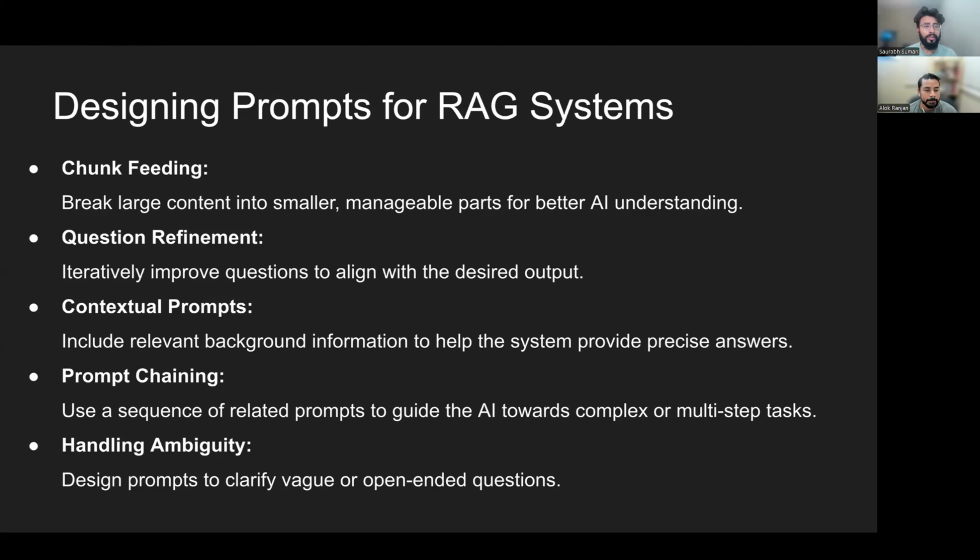Right. So all of these strategies, chunk feeding, question refinement, contextual prompts, prompt chaining, and handling ambiguity, help optimize RAG systems. Each addresses specific challenges and improves accuracy, efficiency, and finally the relevance of the AI outputs. And these strategies work best in combination. For example, prompt chaining can pair with chunk feeding to manage complex tasks while maintaining context. Better prompt design leads to better AI performance, ensuring a smoother user experience.